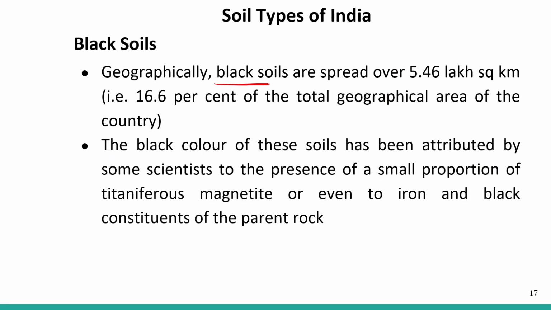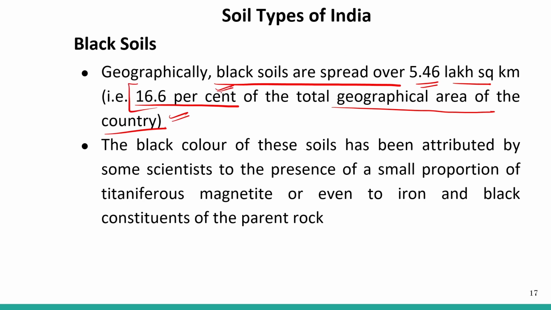Geographically, the black soils are spread over 5.46 lakh square kilometer. That is around 16.6% of the total geographical area of the country. If we compare it with the alluvial soil, it is less than that. Around 16.6% of the total geographical land of our country constitutes the black soil, and in area it is around 5.46 lakh square kilometer.